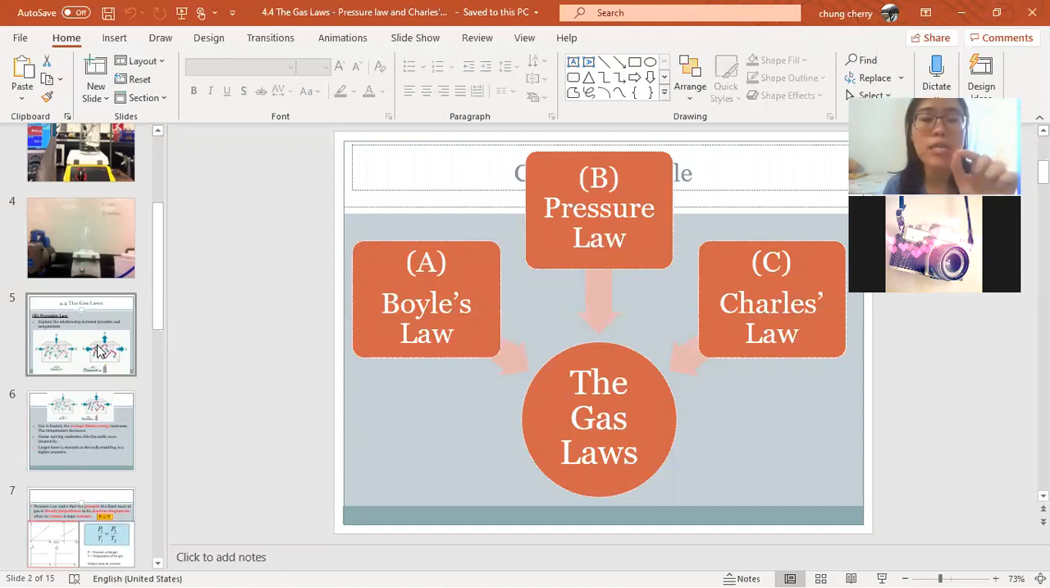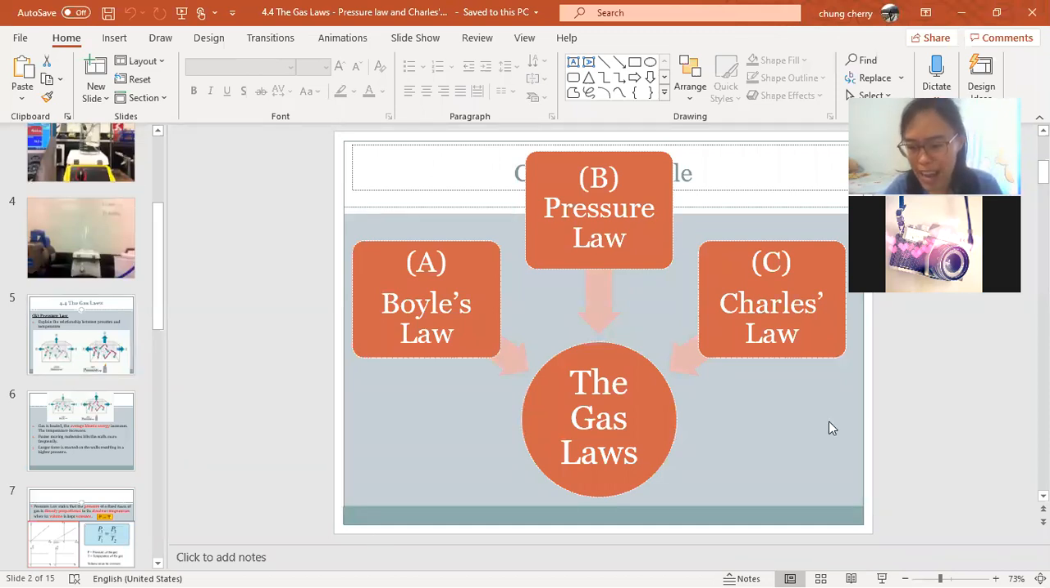Then why is it related to pressure? When you move faster, you collide with the wall of the container more frequently. That's why the pressure will increase.